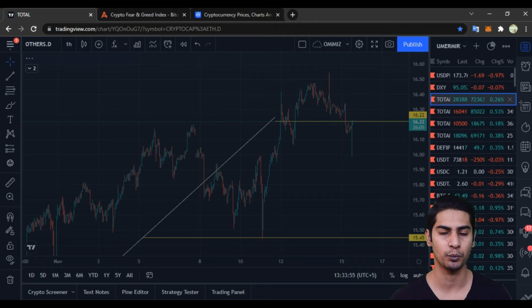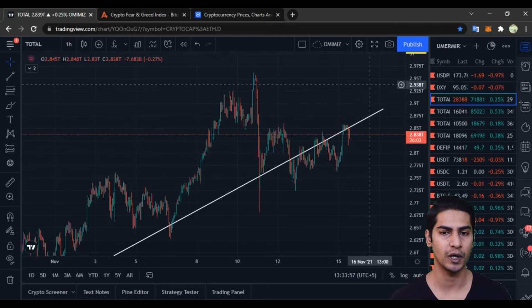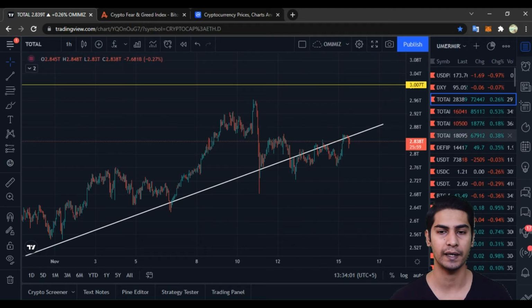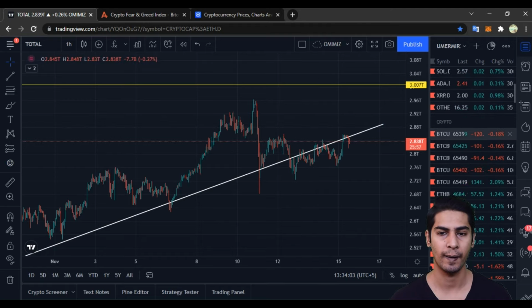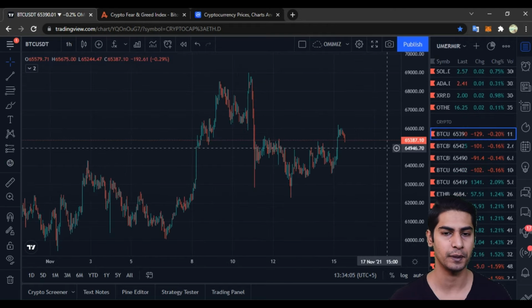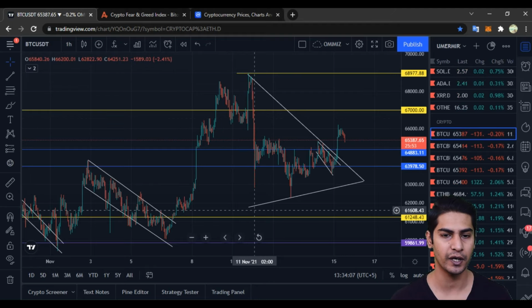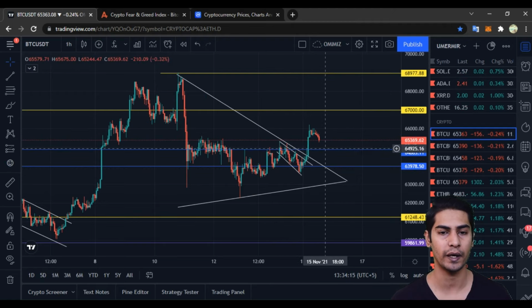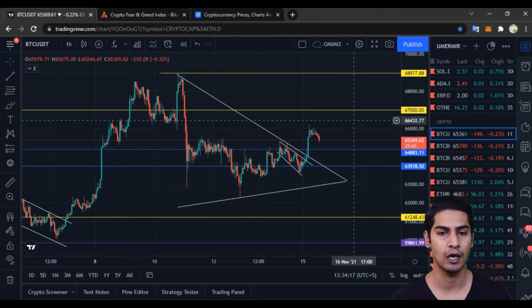We also need to break the 3 trillion total market cap. That could continue our upside rally as well when it comes to totals. If we look at BTC, BTC has been in this symmetrical triangle. We saw a nice breakout from the falling wedge. Usually falling wedges are very bullish, and that's when we had an upside and we broke out, and now we're trying to consolidate in these zones.